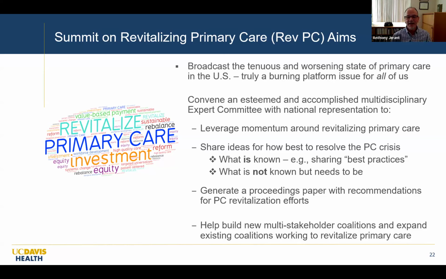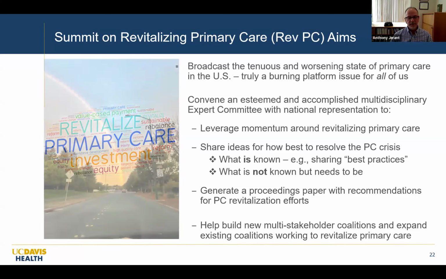So convene an esteemed and accomplished multidisciplinary expert committee with national representation to leverage this momentum, share best practices, what is known about how to help resolve this crisis, and then a lot about what is not known but needs to be. Generate a proceedings paper, which was an approximate goal, with recommendations, which we're talking about today. And then we really also wanted to help build new multi-stakeholder coalitions, or expand existing ones, to do this work, because you can only do so much with a one-day summit or a two-day summit. I'll talk more about that last bullet in just a sec.